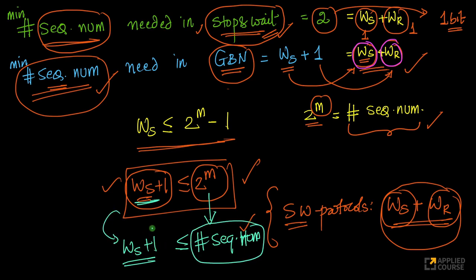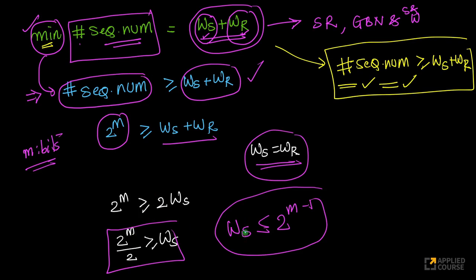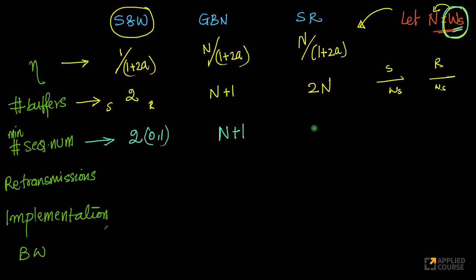We have seen this equation earlier, right? So what can I say here? This is equal to n plus 1 because n is equal to ws. In this case, what would it be? We just showed that ws is less than or equal to 2 power m minus 1. And what is ws now? What is 2 power m? 2 power m is equal to the number of sequence numbers. So here you would have 2n.